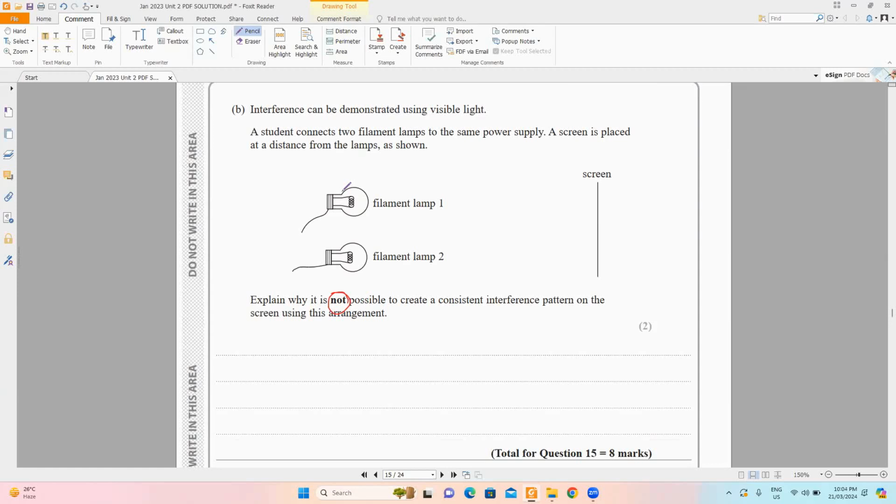Number one is waves must be coherent. And what does coherent even mean? They must have a constant phase relationship. But if you're using two separate sources instead of one, there is absolutely no way the light from the lamps would be coherent. And if they are not coherent, the phase relationship is not constant.